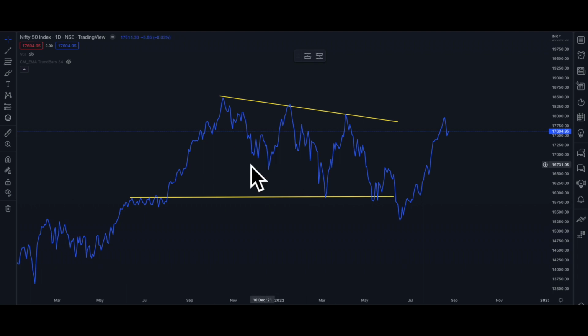Now this was just an example on a daily time frame. Even on intraday time frame, support and resistance and trend line can act as important levels. Now let me show you 2 or 3 more examples. Before that, just one last point.